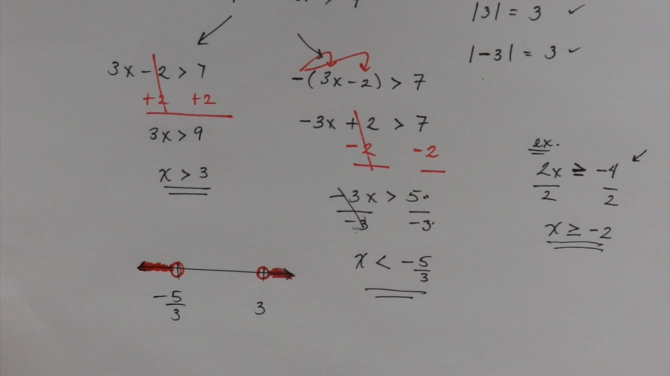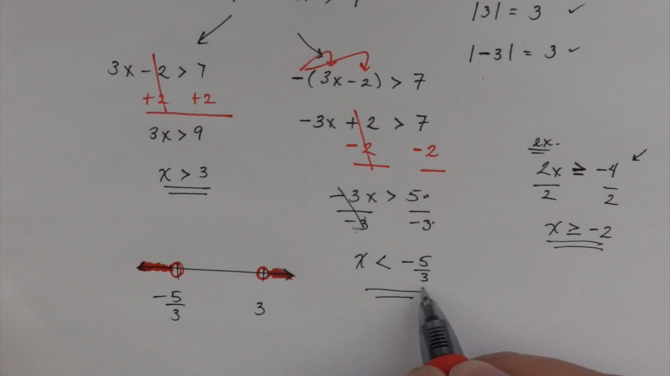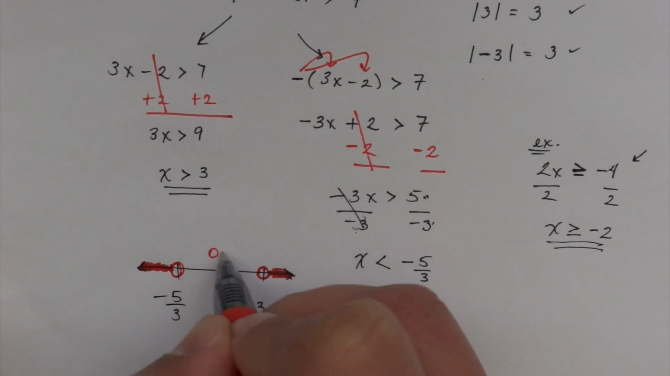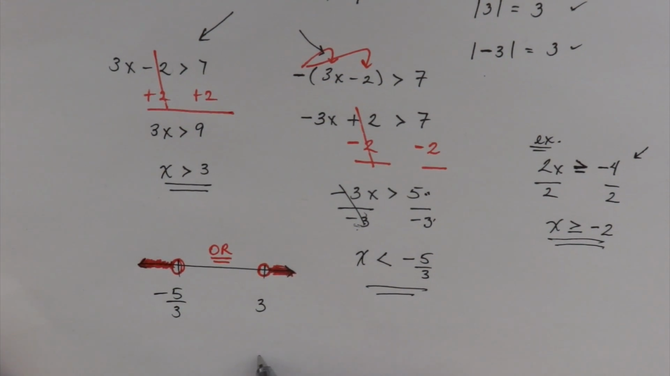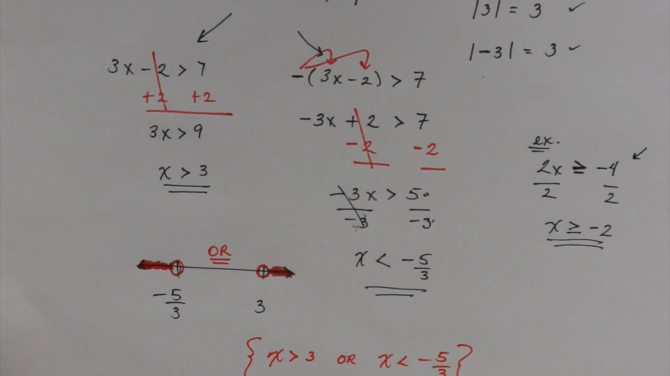Okay. And notice it's an open circle. We're not including the negative 5/3, because it would not make the inequality true. And anytime they're pointing in opposite directions, we use the word or. So that would be your solution. Okay, x is greater than 3, or x is less than negative 5/3. And this is your solution set. And that's how we do that.